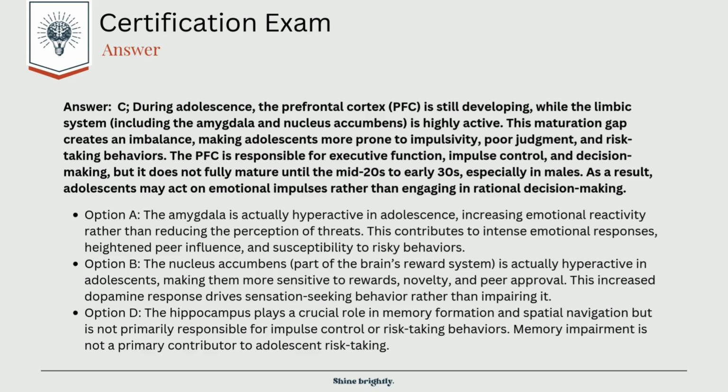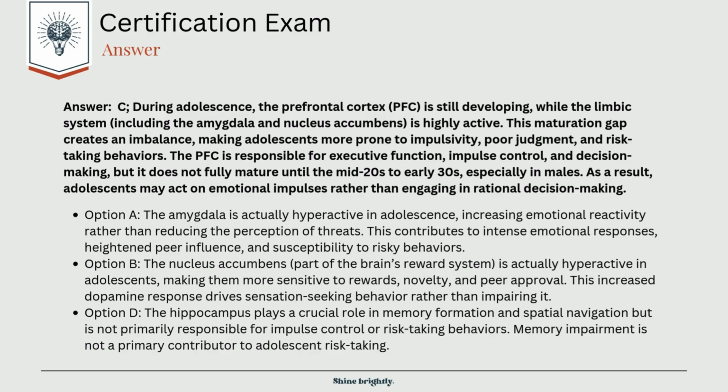And option D, the hippocampus is underactive, impairing memory formation and learning. Now, the hippocampus plays a role in memory and spatial navigation, but it is not the primary driver of impulsivity or risk-taking behaviors. Okay, key takeaways here. Prefrontal cortex is underdeveloped in adolescence, leading to poor impulse control. The limbic system, the reward and emotion, matures earlier than the PFC, driving risky behaviors. The nucleus accumbens is hyperactive, making rewards feel more intense in teens. And the amygdala is also hyperactive, increasing emotional reactivity.